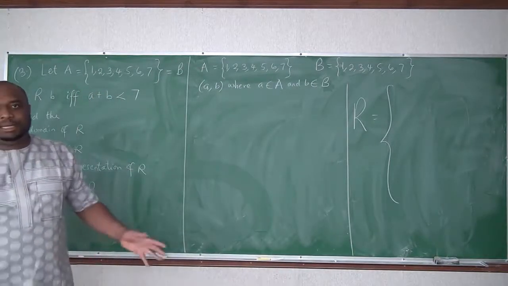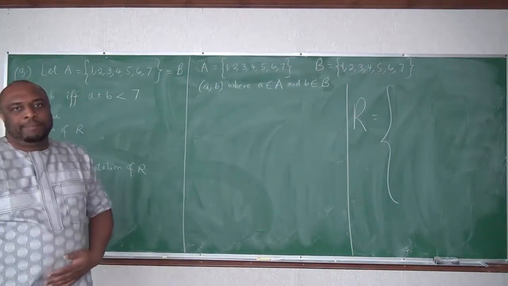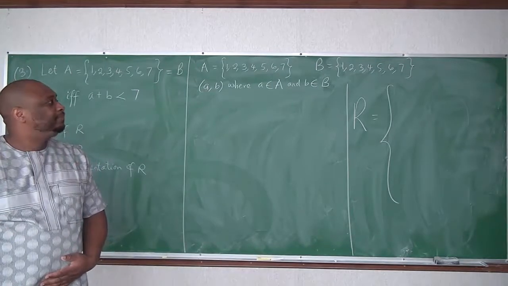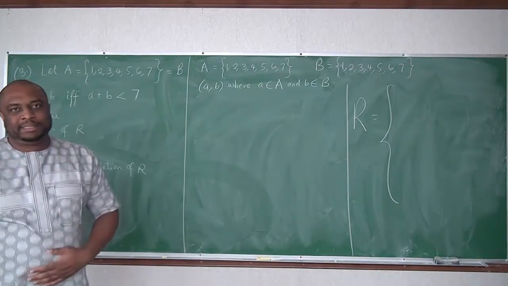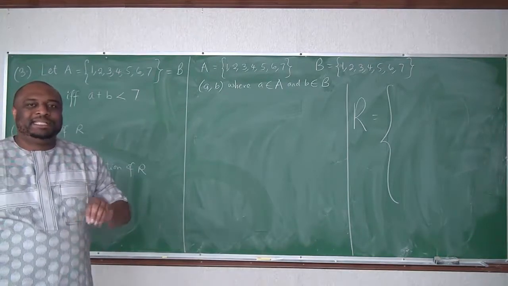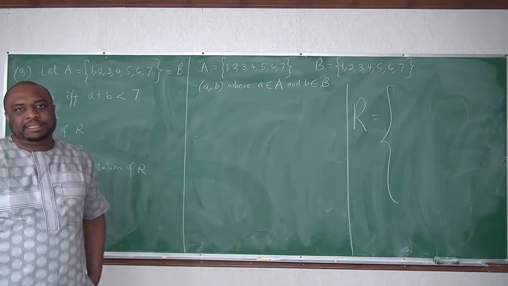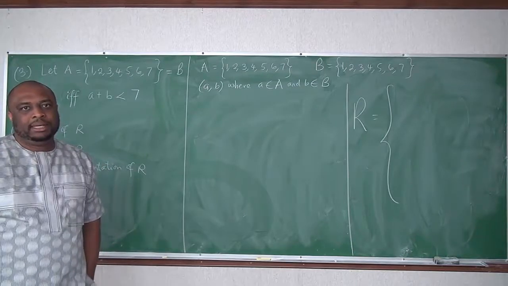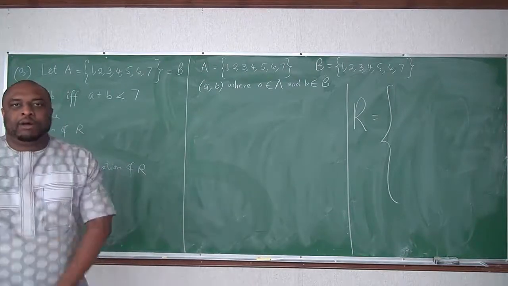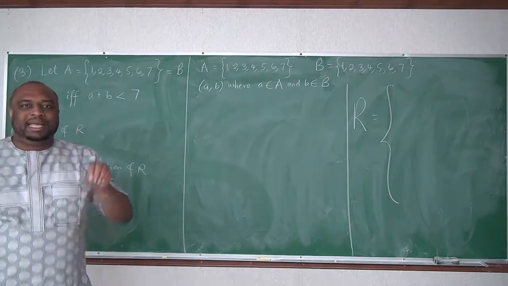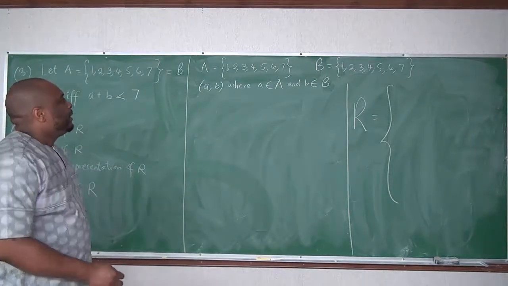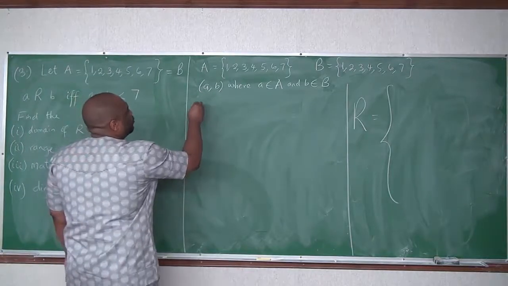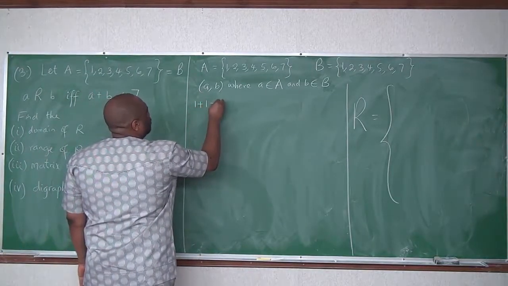Lowercase a is the element. Uppercase A is the set. Of course, we represent sets by uppercase, and we represent the elements of a set in lowercase. Okay, we represent the set in uppercase, and then the elements of the set in lowercase.